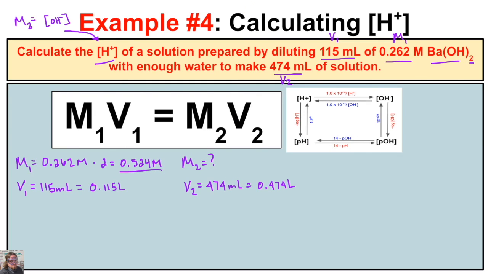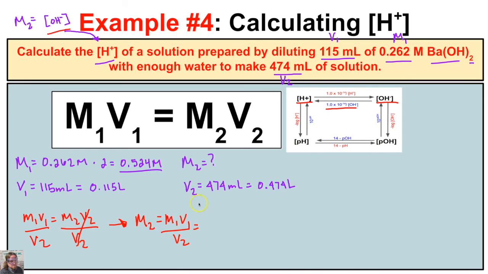And so if we solve for M2 here, we can then carry it a step further. If we know the OH- concentration and we're asked to figure out the H+ concentration, that's our last step. So we know that M1 times V1 equals M2 times V2, and we're asked to figure out what M2 is first. So we'll divide both sides by V2. V2 is going to cancel. And the formula that we're going to use to solve this problem is M2 equaling M1 times V1 all over V2. M1 is right here, 0.524. V1 is right here, 0.115 liters. And V2 is right here, 0.474 liters.